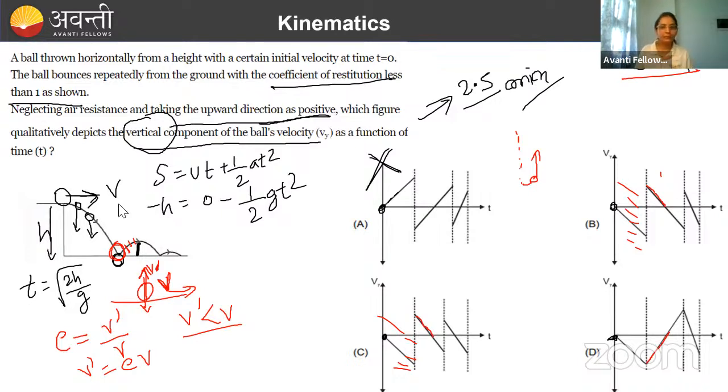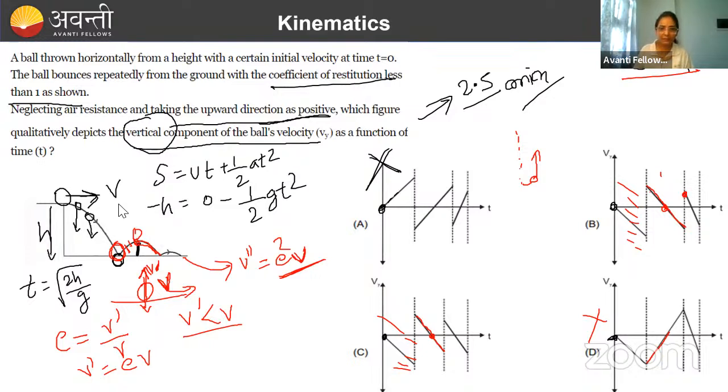So again, this graph can't be true. Either this one will be true or this one will be true. Again, it is reaching the top point. Again, it will fall down. It will have negative velocity. Again, it will rise up, and this time again, its velocity will decrease. What will be its velocity after the second collision? If you calculate it quickly, V double dash will be equal to e square V. Very less than what? V. So again, velocity is less.